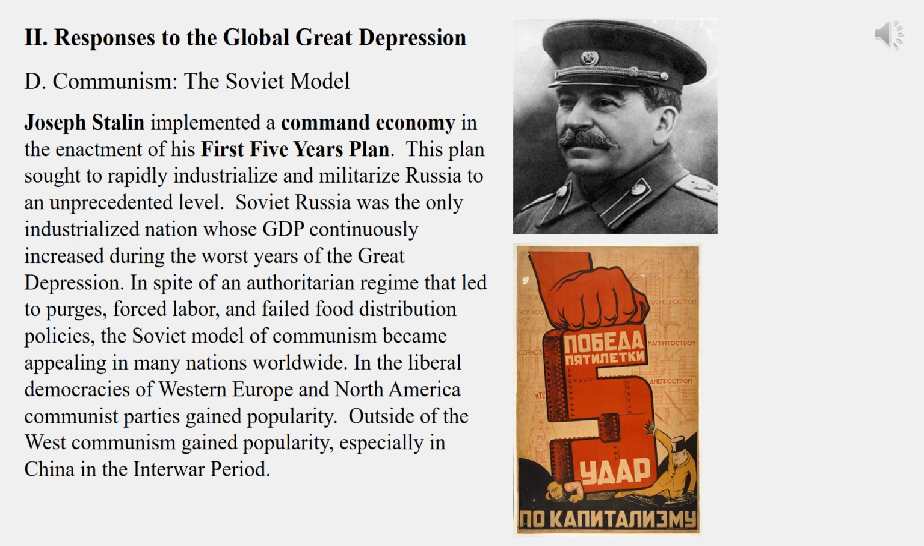In spite of an authoritarian regime that led to purges, forced labor, and failed food distribution policies, the Soviet model of communism became appealing in many nations worldwide. In the liberal democracies of Western Europe and North America, communist parties gained popularity. Outside of the West, communism gained popularity, especially in China, in the interwar period.